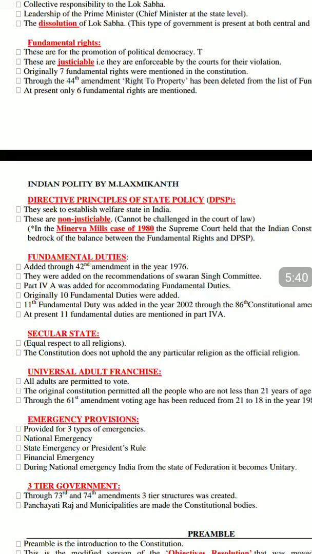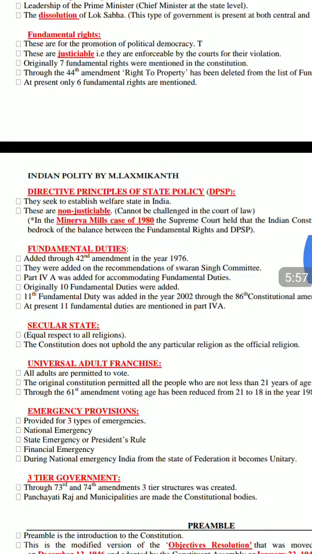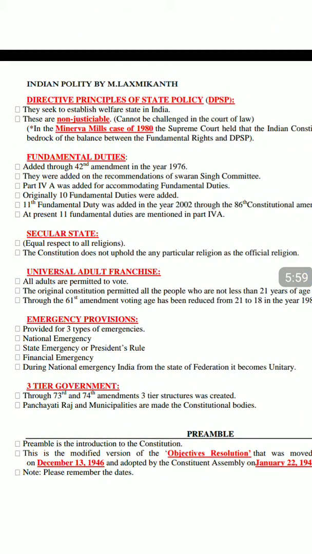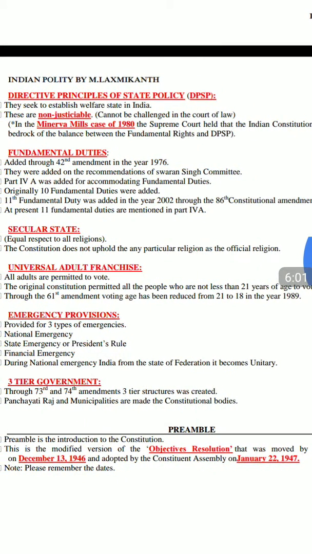The secular state. This statement states that there is no particular religion in the state of India, and each religion is given equal respect. And the universal adult franchise. All adults are permitted to vote. The original constitution permitted members above 21 years to vote, but through the 61st amendment, it has been reduced to 18 years in the year 1989.